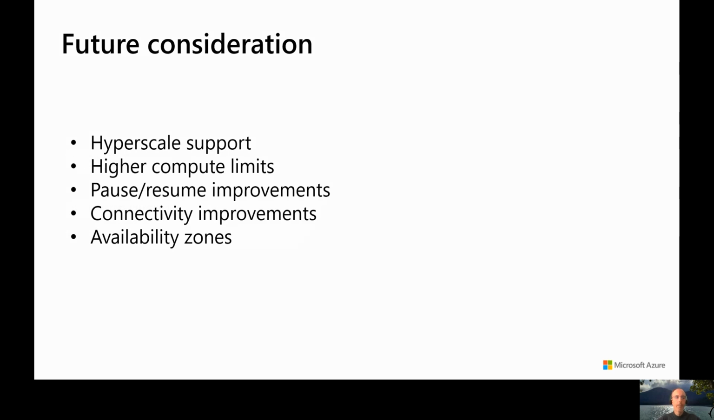In terms of roadmap, we are working on support for hyperscale. Right now, serverless is only supported in the general purpose tier. So there are plenty of workloads that require more I/O performance or higher storage capacity than the general purpose tier can provide. We'd also like to keep pushing the limits on the compute maximums. We recently updated the maximum from 16 cores this summer up to 40 cores, as we saw, and we'd like to keep pushing those boundaries further.